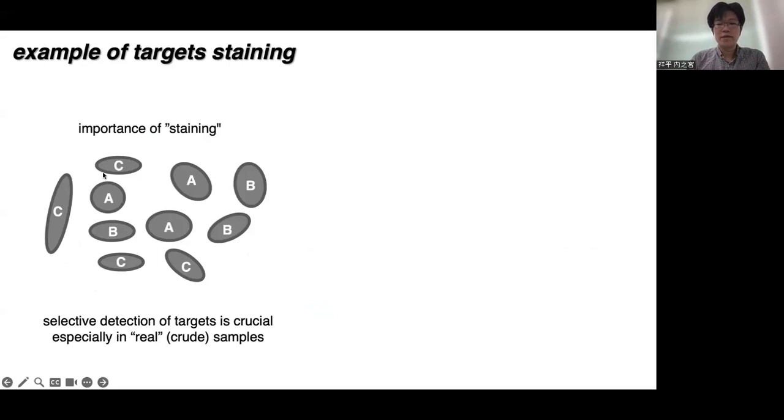So, for more understanding of this point, let's suppose that you are a doctor and you want to detect an infected virus. However, the raw sample is very heterogeneous and includes many types of cells. If you observe just the shape of the cell, it is quite hard to find the infected cells inside this group. So we need to stain the infected cells selectively.